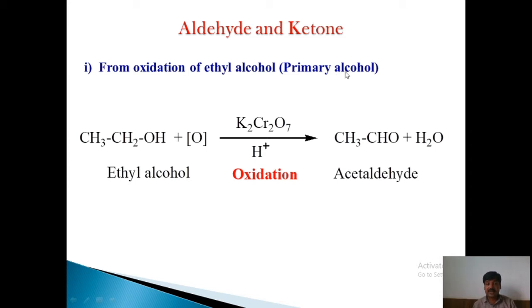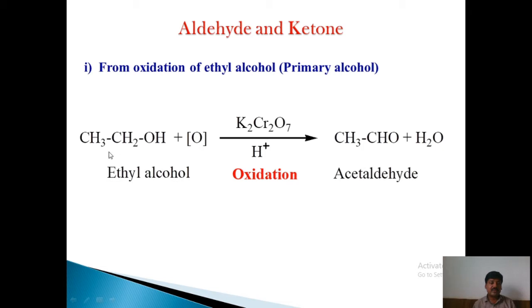First we see what is alcohol. Alcohol means the hydroxyl group attached to an aliphatic hydrocarbon. What is primary? That is primary carbon, secondary carbon or tertiary carbon. Primary carbon means the carbon atom attached to one other carbon atom. Secondary carbon means the carbon atom attached to two other carbon atoms. And tertiary carbon means the carbon atom attached to three other carbon atoms.